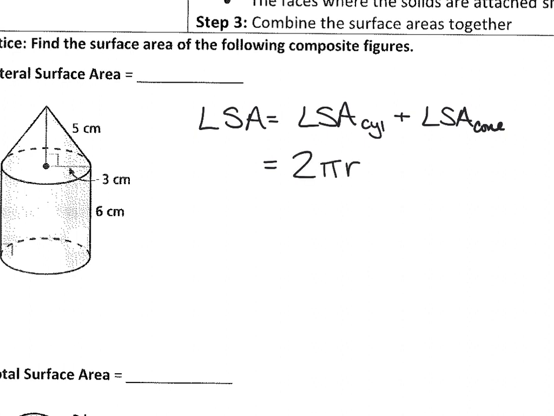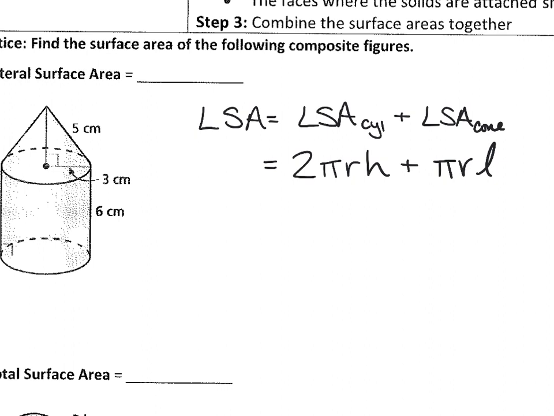2 pi r times h, yeah? And how about the lateral surface area of a cone? Pi r l. Now I'm going to write my L's as cursive L's because otherwise they look like ones to me. So that's what that symbol is. It is a cursive L.